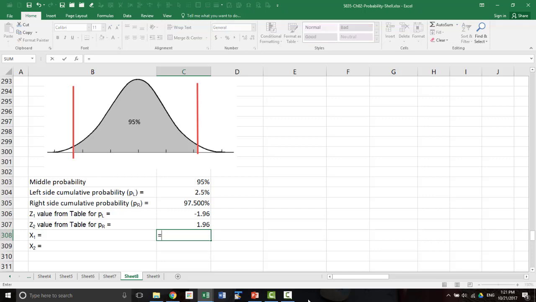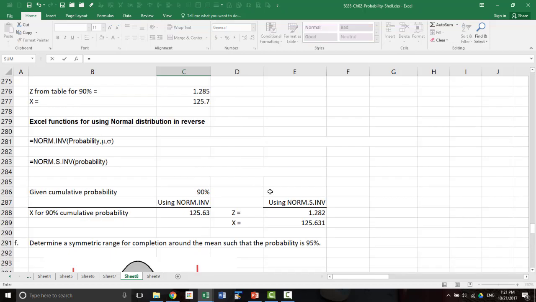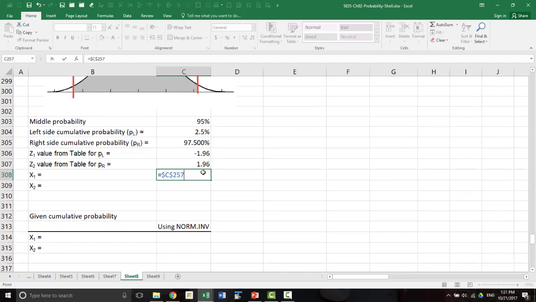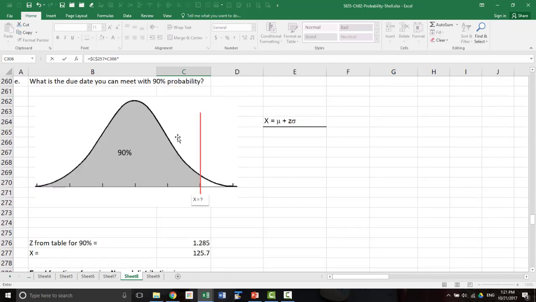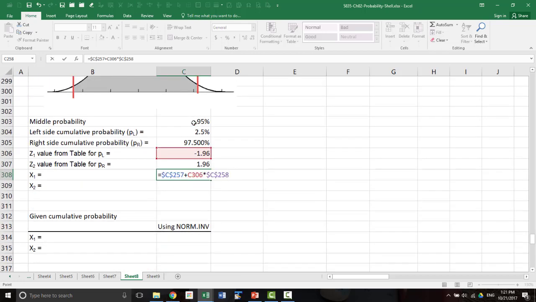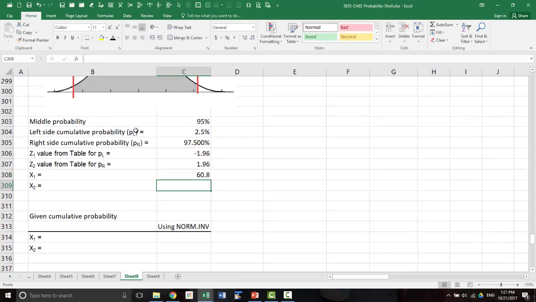Then x sub 1 is mu, absolute reference that, plus z times sigma, absolute reference that. So you get the left side x value, copy that down and get the right side x value.